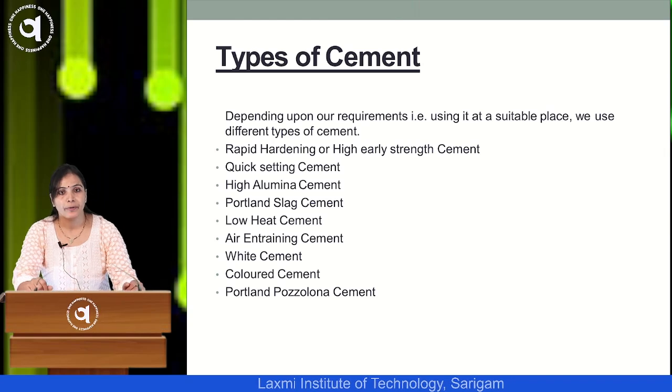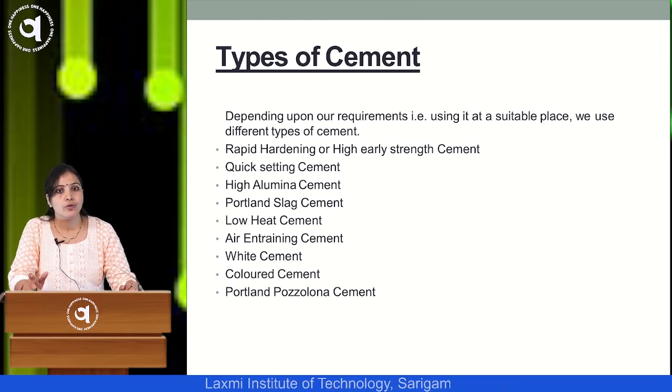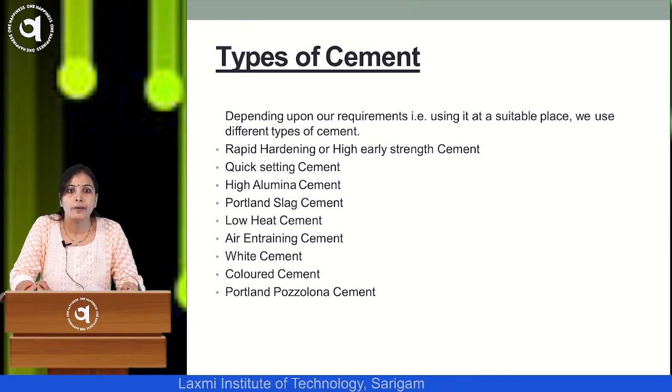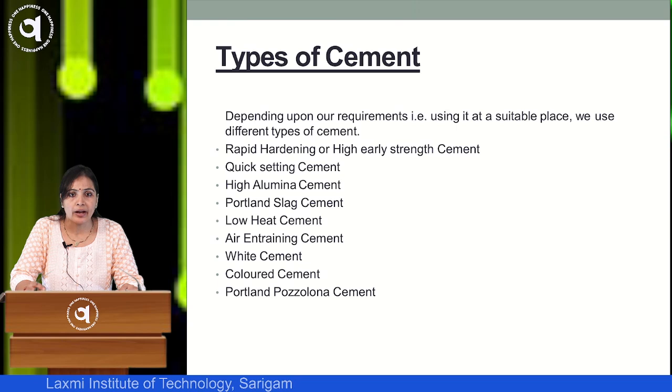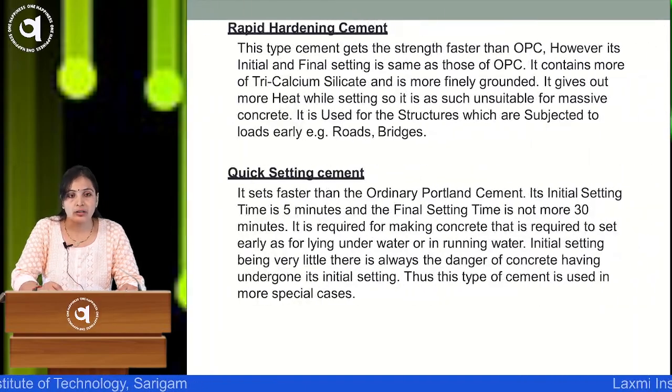So, types of cement: depending upon our requirement, using it at a suitable place, we use different types of cement. First is rapid hardening or high early strength cement, then quick setting cement, high alumina cement, Portland slag cement, low heat cement, air entraining cement, white cement, colored cement, and Portland pozzolana cement. All of this we will explain in detail.